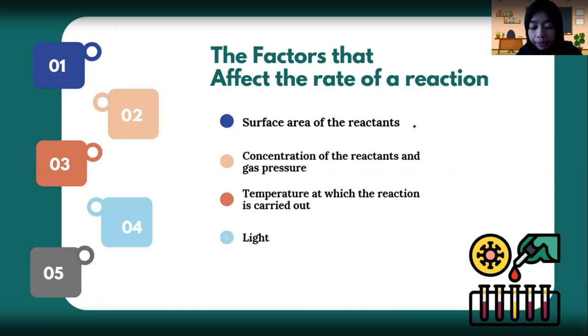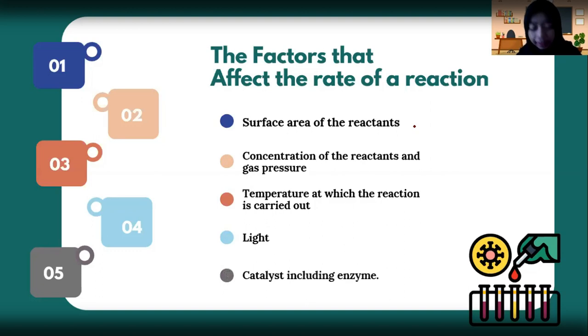Some chemical reactions are affected by light. For example, in the photosynthesis process. When particles absorb light energy, the energy can be used to break the bonding, overcoming the activation energy of the reaction and causing the chemical reaction to occur faster.